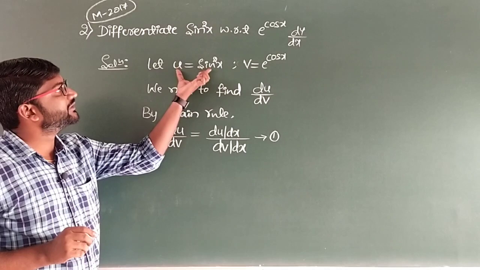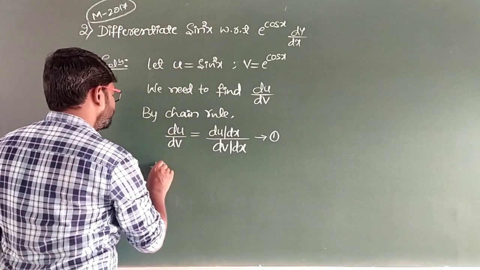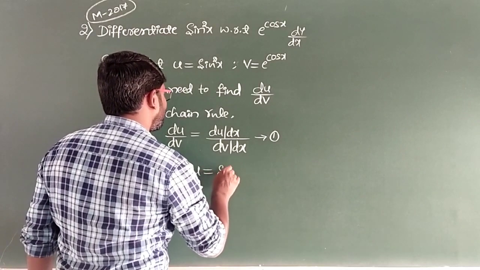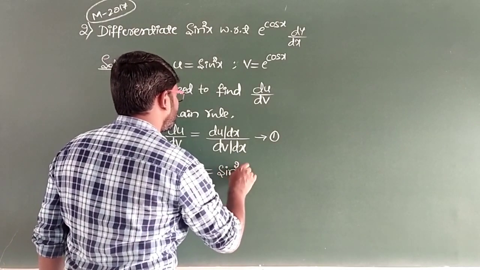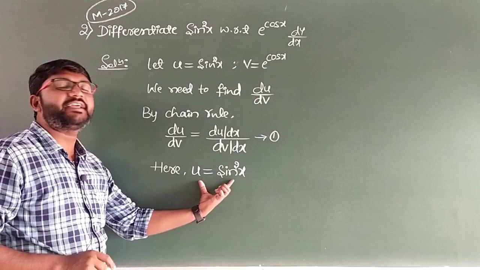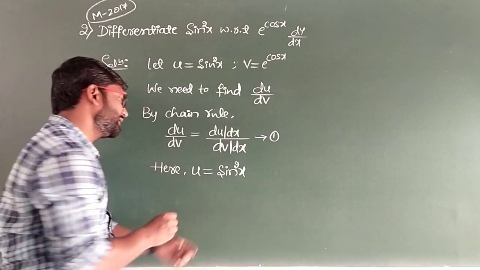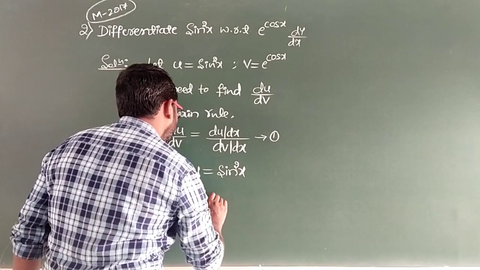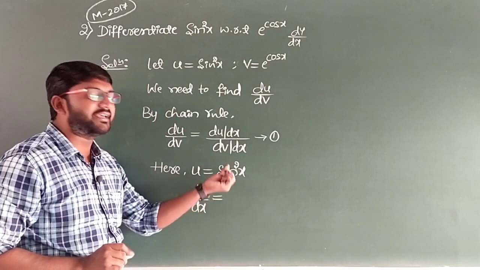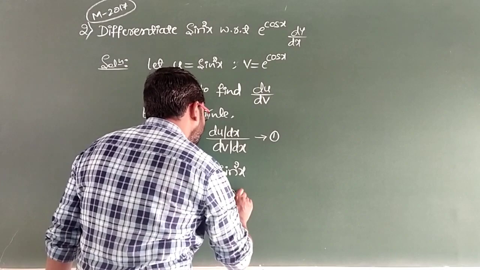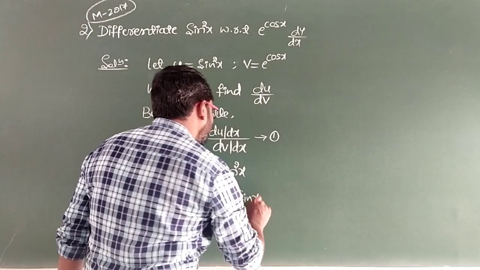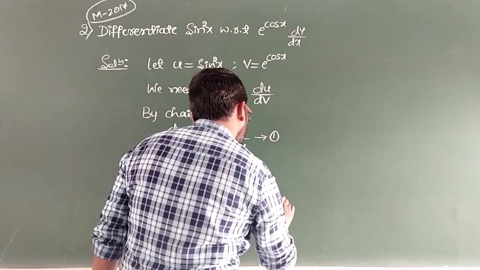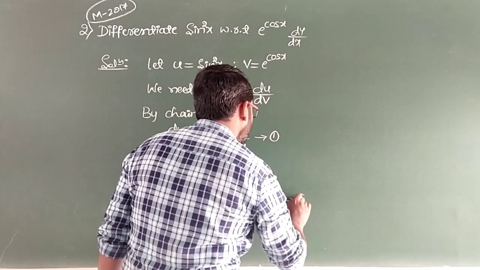To get that, we have to consider this now. Here u equals sine square x. So differentiate both the sides with respect to x. We get du by dx, and derivative of sine square x will be 2 sin x, and derivative of sin x will be cos x. I call this equation number 2.